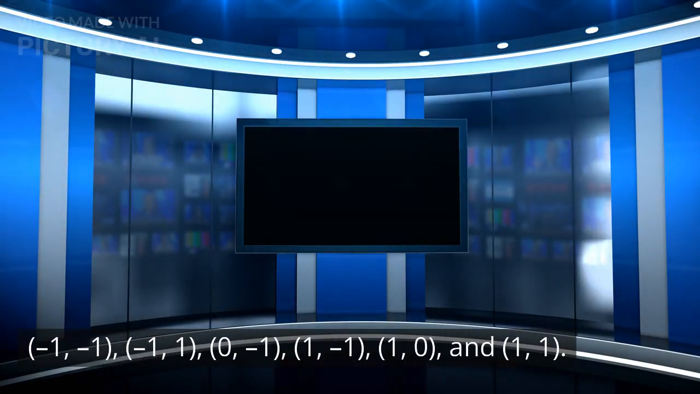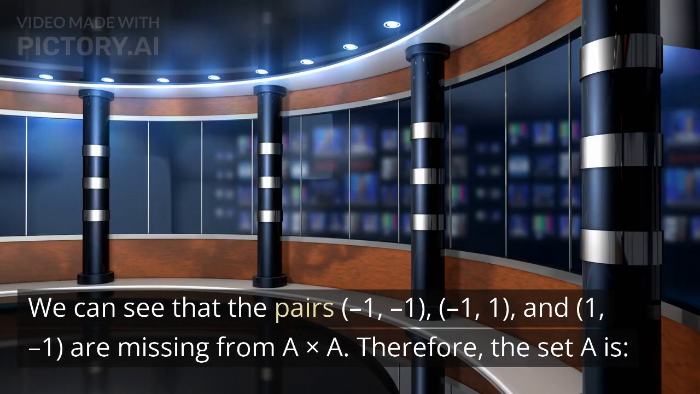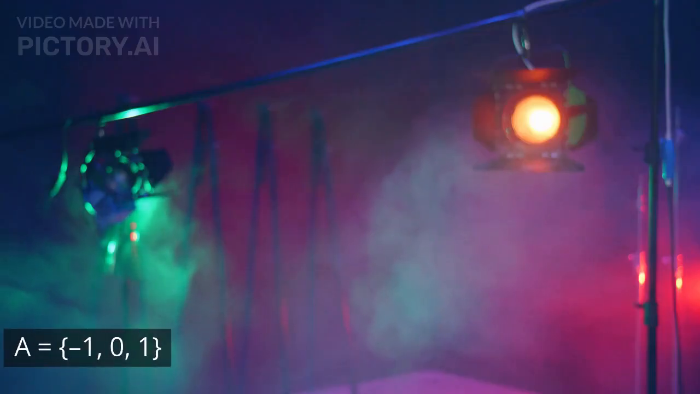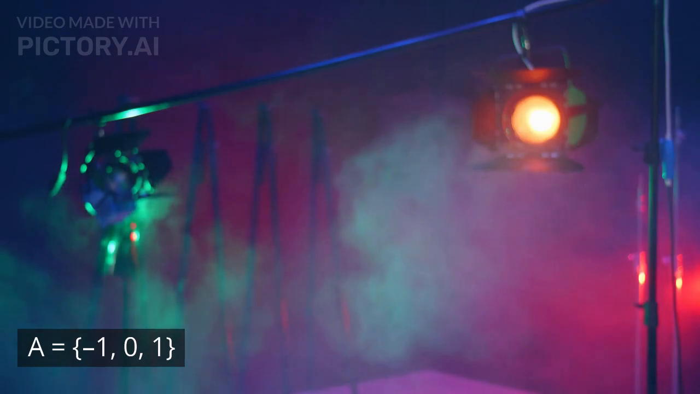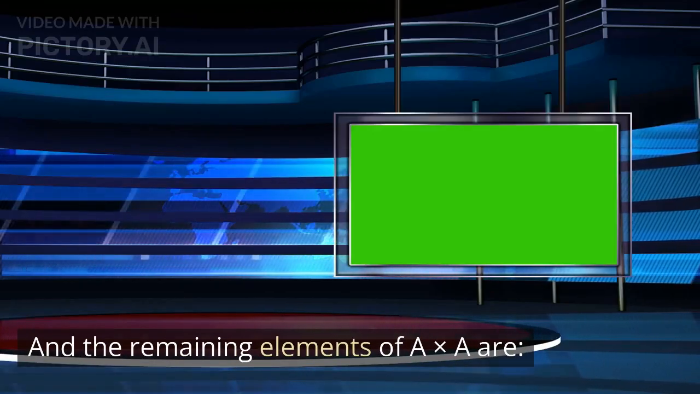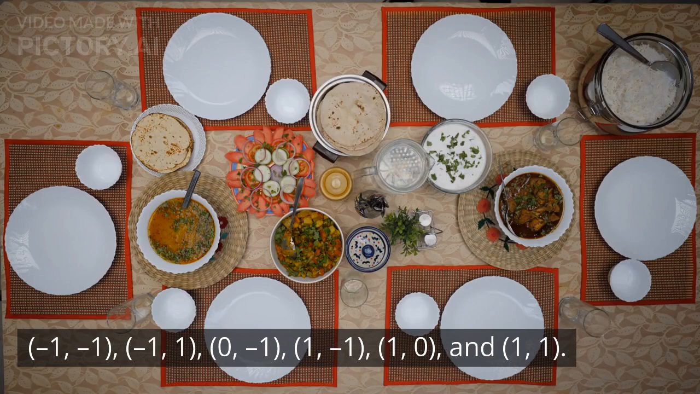(-1, -1), (-1, 1), (0, -1), (1, -1), (1, 0), and (1, 1). We can see that the pairs (-1, -1), (-1, 1), and (1, -1) are missing from A × A. Therefore, the set A is A = {-1, 0, 1}. And the remaining elements of A × A are (-1, -1), (-1, 1), (0, -1), (1, -1), (1, 0), and (1, 1).